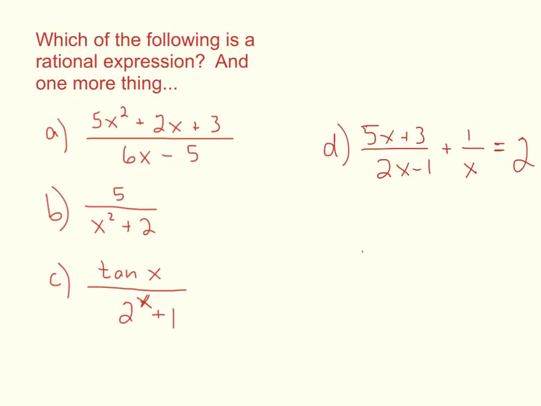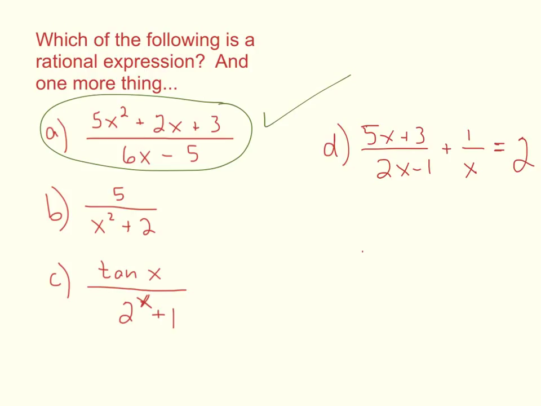Which of the following given statements is a rational expression? So remember, a rational expression is a fraction, and the only catch is that the top and the bottom of the fraction both need to be polynomials. So if we look at A, look at the top, that's a polynomial. Look at the bottom, that's a polynomial. So, in fact, A is good. A is a rational expression.